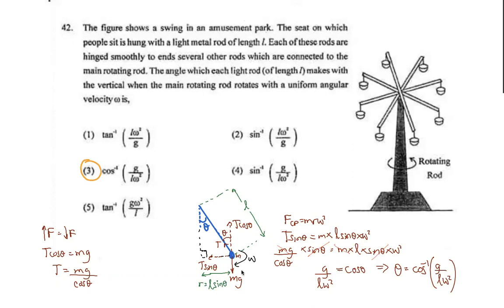This is about a conical pendulum. You have to think of it as a conical pendulum and do it. Because when it rotates like this, when they say the rod is making an angle with the vertical, this is the diagram you should have come up with. So the answer is the third.